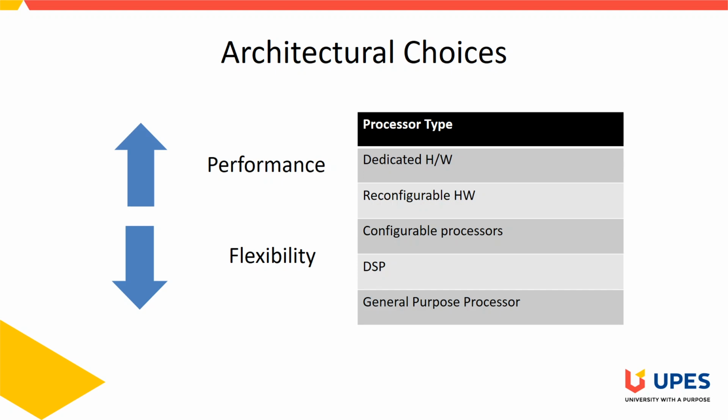So if you see the performance, you find that the arrow is going upward. That means general purpose processors have lower performance and dedicated hardware has the highest performance. But if you talk about flexibility, at the top of this column you find that there is no flexibility, because the design of the hardware is specifically for that purpose only. So flexibility is increasing from top to bottom, and performance is increasing from bottom to top.